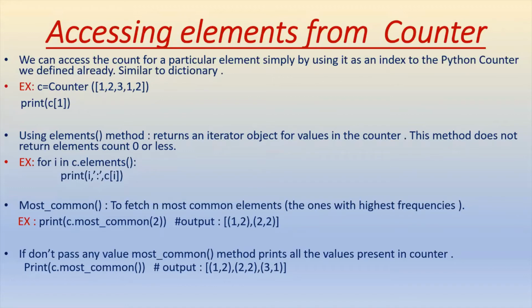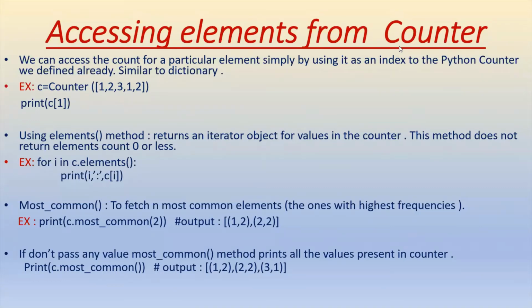Since Counter is a subclass of dictionary, we can apply all dictionary methods on a Counter too, but we cannot apply Counter methods on a dictionary. The next one is the elements method. This is a Counter class specific method, and it returns an iterator object for the values in the Counter. This method does not return elements with a count of 0 or less.